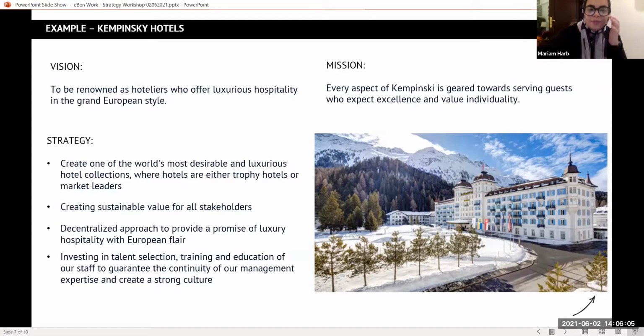So I understand the difference between the vision and the mission, but I feel like Kempinski's vision and mission, the difference is kind of vague. Do you get me? I feel like if we swapped them, I wouldn't notice the difference. I wouldn't tell this is the mission and this is the vision. So am I correct, or would you?